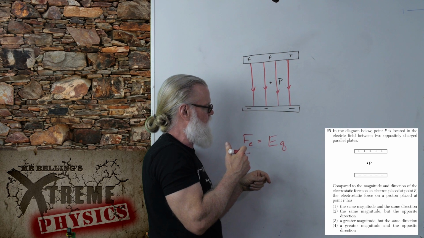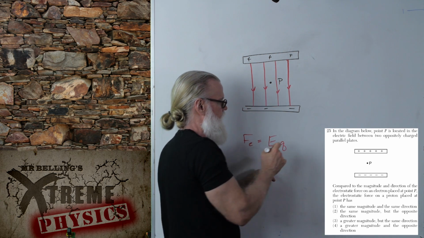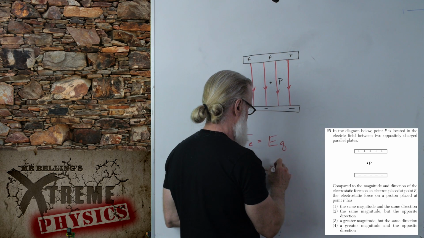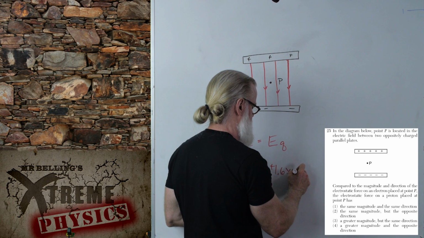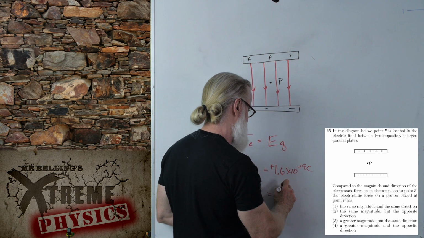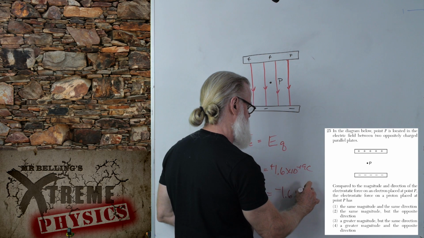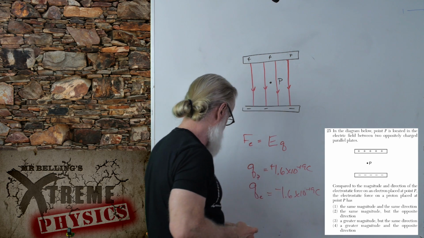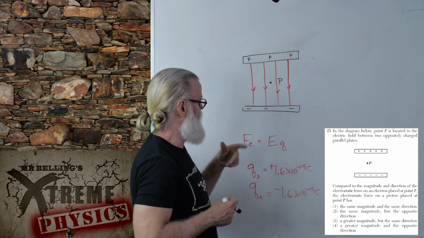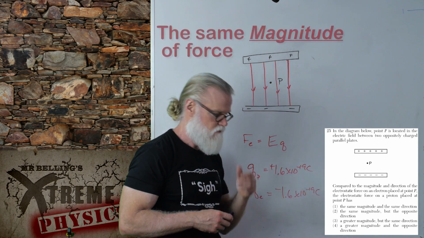Now the magnitude of the force has to do with the charge, and the charge on a proton is positive 1.6 times 10 to the minus 19 coulombs. The charge on an electron is negative 1.6 times 10 to the minus 19 coulombs. So they have the same magnitude of charge. So protons and electrons have the same magnitude, so they're going to experience the same force.